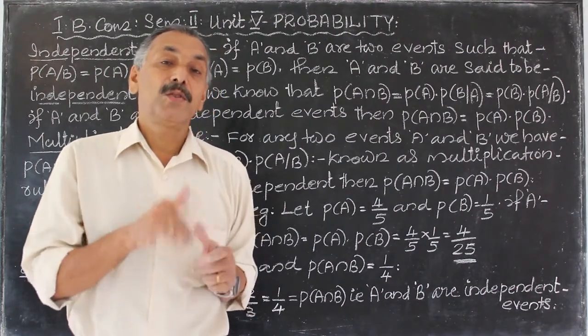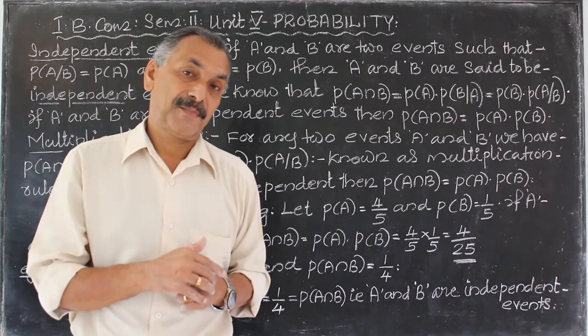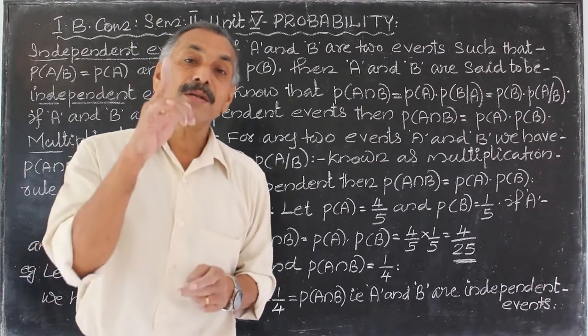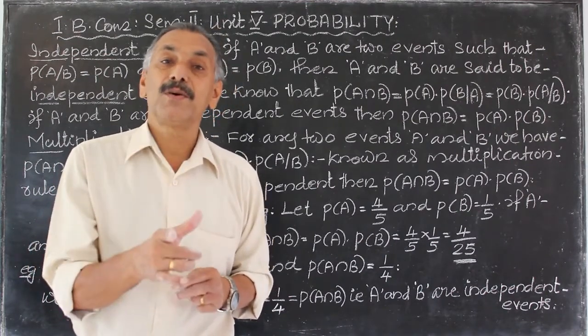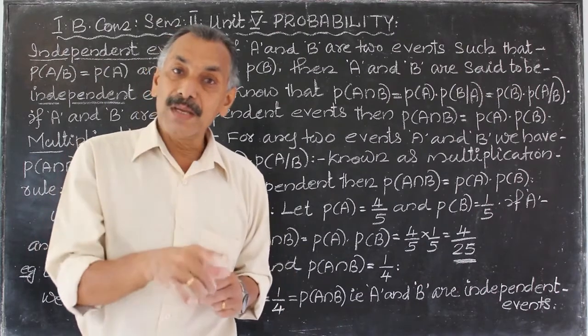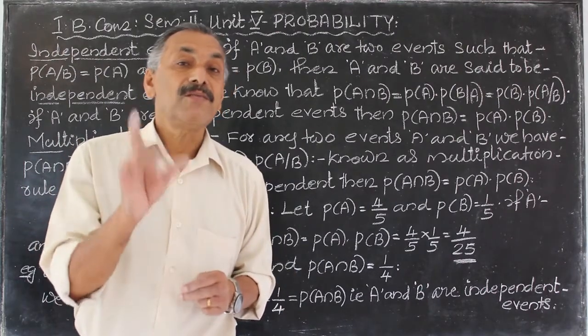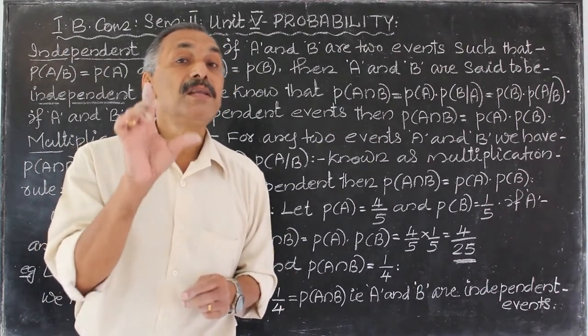They are independent. One does not depend on the other. That means the probability of A given B is equal to probability of A and the probability of B given A is equal to probability of B. Then we say A and B are independent events.